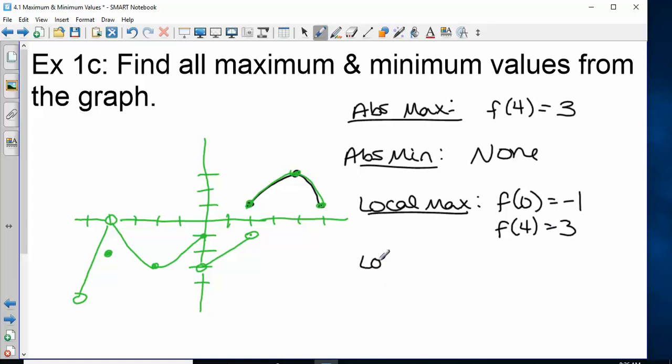Local min. So lower than the surrounding points. So this one's lower, but it's open, so that doesn't count. Plus it's an endpoint, and we know local extremes can't happen at endpoints. What do you think? Can you tell me any? f of -2 equals -3. Okay. So that's a local min. Anywhere else?